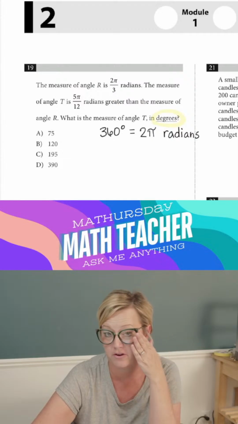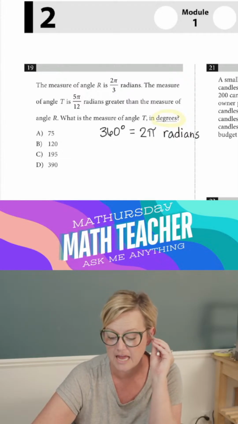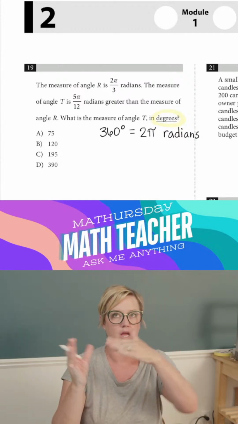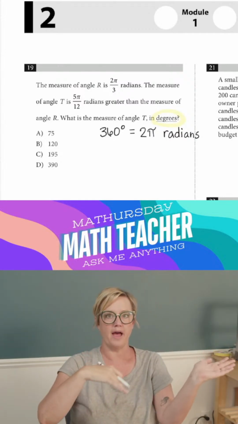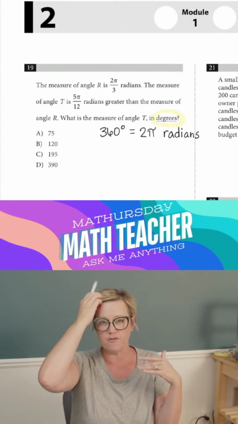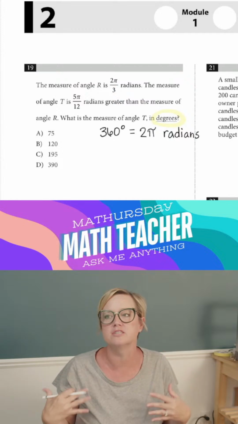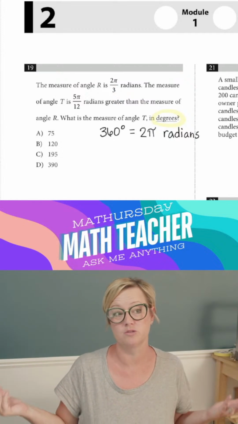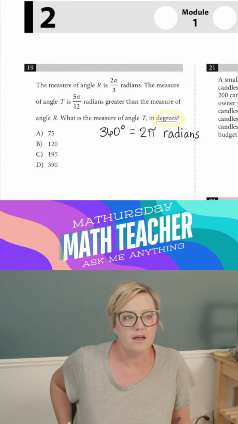Degrees are more familiar to me. They're a little bit easier to visualize. I have a really hard time visualizing where 2 pi over 3 is on the circle. Just personally, I have a hard time visualizing radians because you work with degrees so much more frequently.